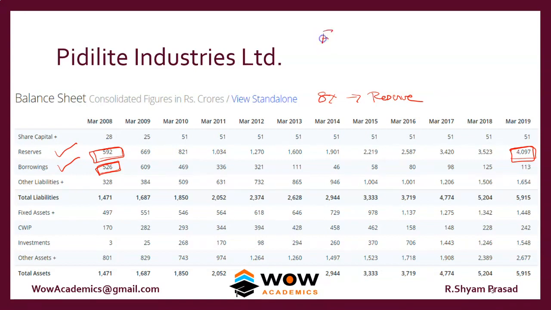First one is finance, second one is investment, and the last one is dividend. On finance, they are using a lot of equity and less debt. That's really good. Now we'll check whether the company is making a good amount of investment. We'll check with fixed assets. Fixed assets have increased from 497 to 1448. That means they are building more factories and buying more machinery. So their investment is also good.